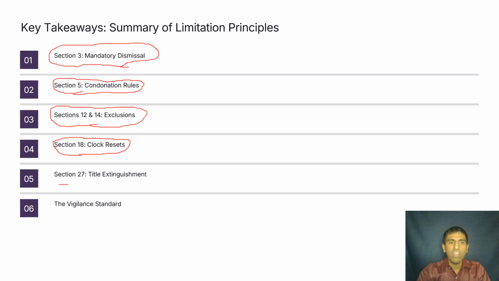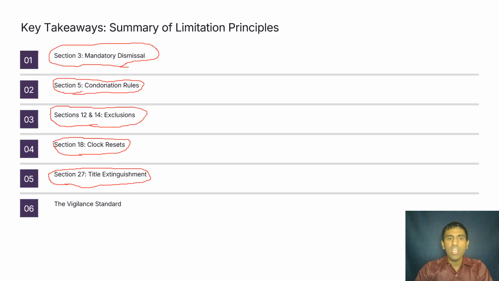Then section 27 is essentially a punitive section which talks about how your title to a land would be extinguished if you did not take action against someone illegally staying in your land for an extremely unreasonably long amount of time. Then the right to said land, the legal title to said land, would automatically pass to the other party.